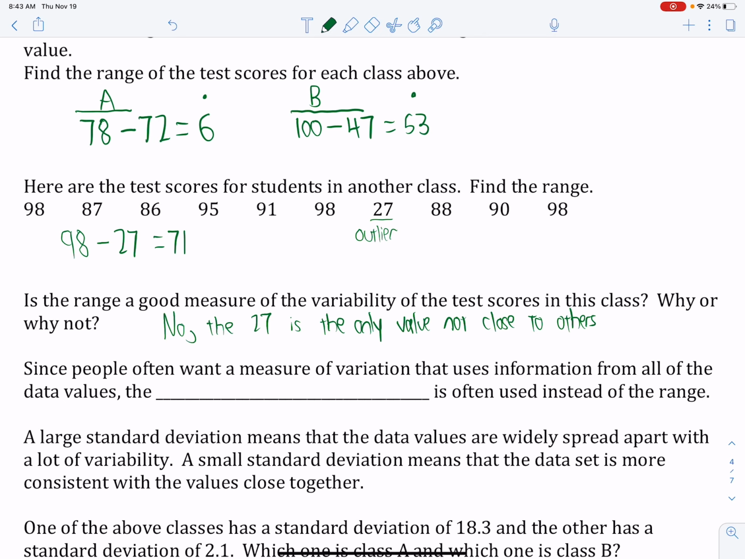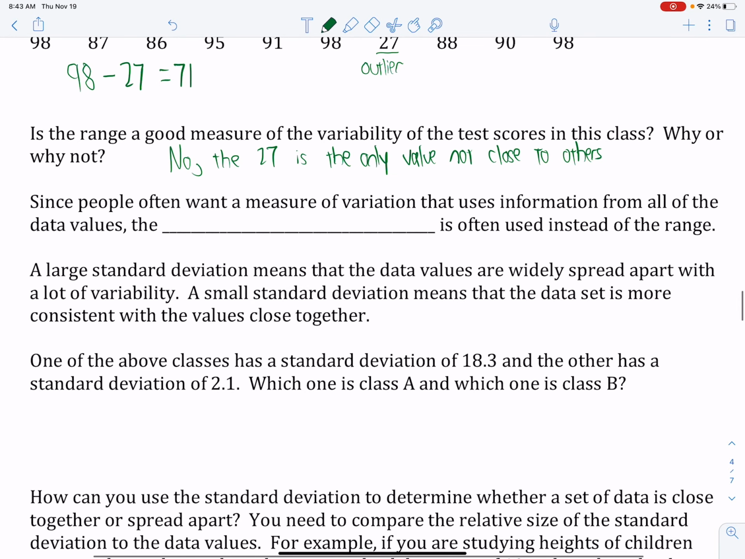So because the range only gets information from 2 data values, and a lot of times people want to get information from all the data values, something that's used much more often in statistical studies is what we call the standard deviation. Now, in this course, we're not going to go over how to calculate the standard deviation. That is definitely something that you would calculate if you get into an actual statistics course. In this class, what I want you to be able to do is to interpret the standard deviation and explain what it means. And this paragraph really summarizes what you want to think about that.